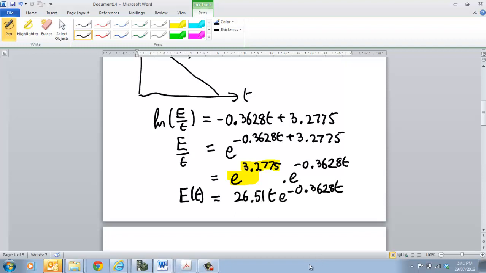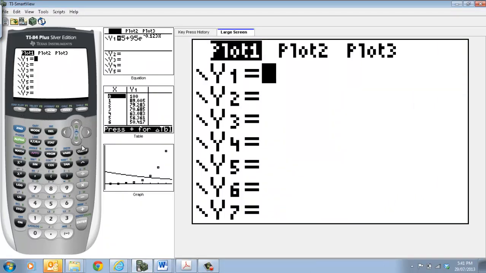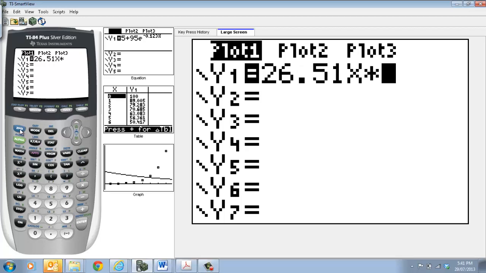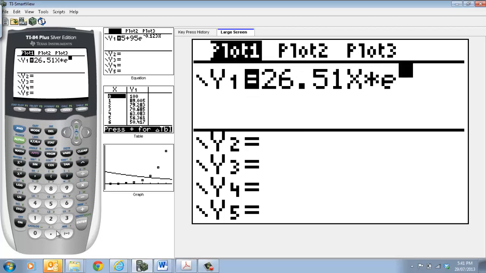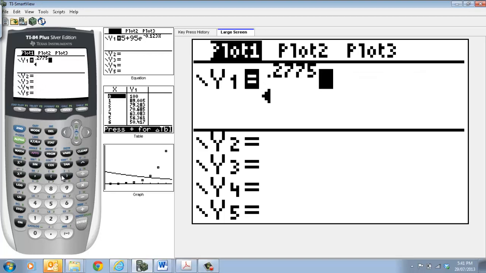So if we go to our calculator, go to our y equals, we're going to put that model into the calculator, which is 26.51x times by e to the negative 0.32, sorry, negative 3.628x, and just enter that.